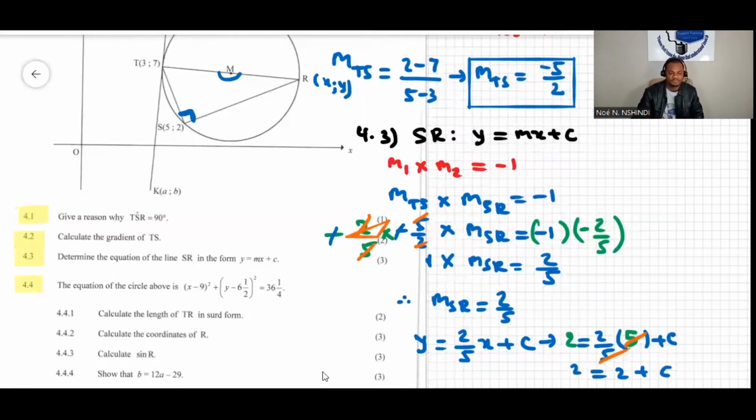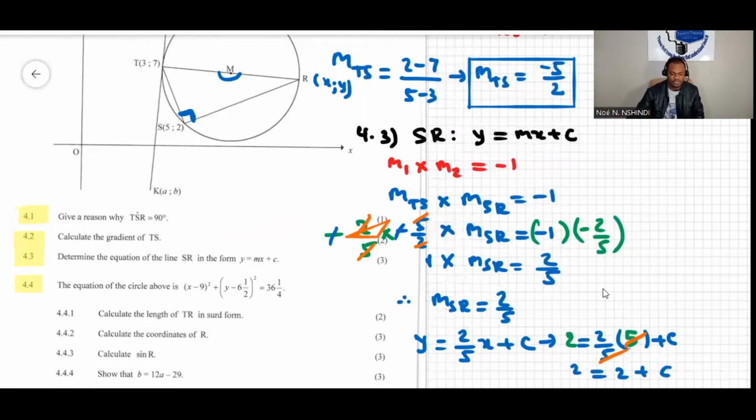The question says the equation of the circle above is given by, as we can see, (x minus 9) to the power of 2 plus (y minus 6.5) to the power of 2 equal to 36 and a quarter. Now, question 4.4.1 says calculate the length of TR in surd form.